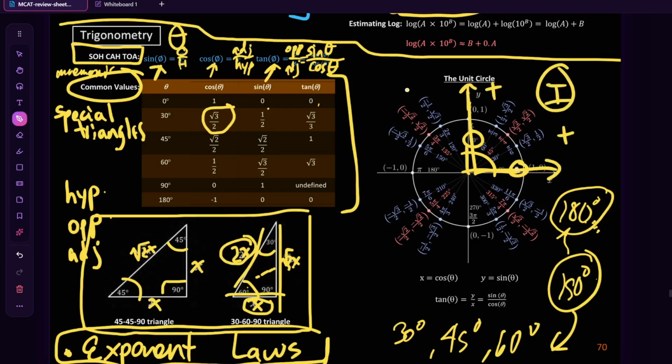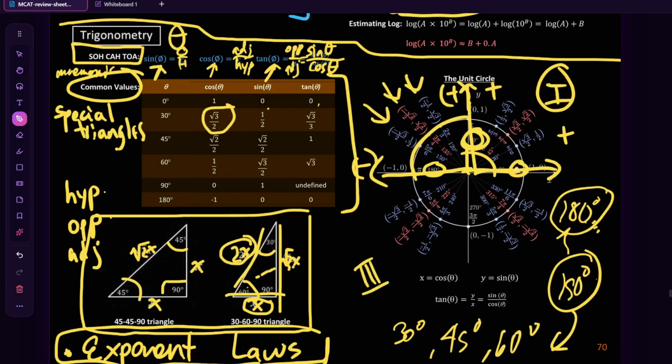In quadrant 2, which is 90 to 180, so where's 90? It says 90 here to 180 here. So this quadrant is going negative for x, right, and positive for y still, right? So that's why you get the different sign that you get here, but the numbers are the same, right? And now you can go over to quadrant 3 and then quadrant 4.